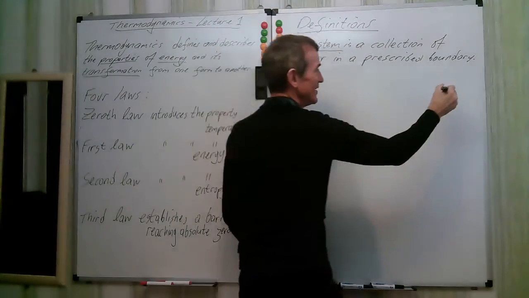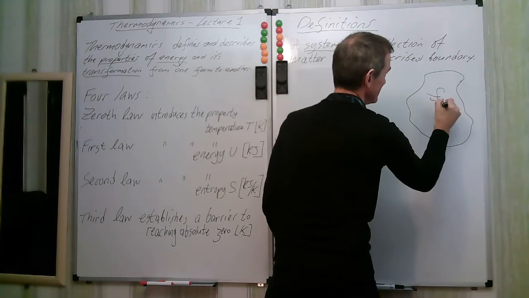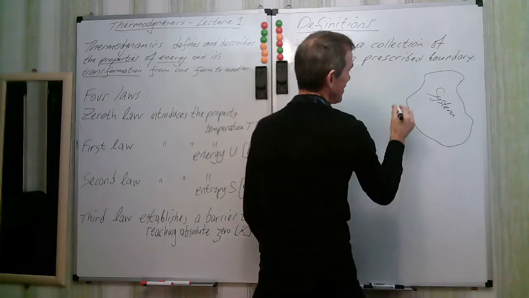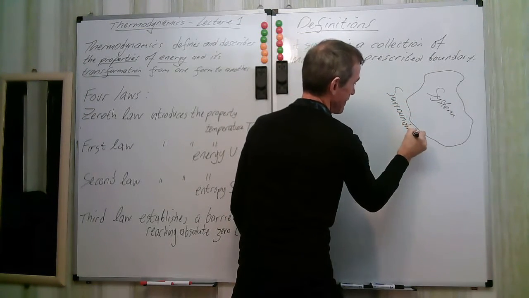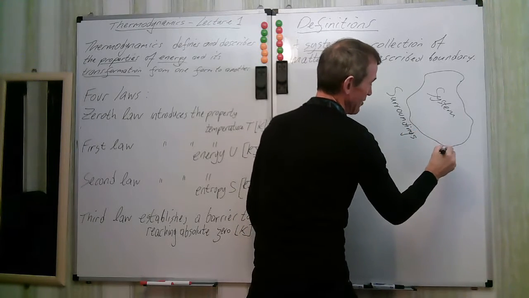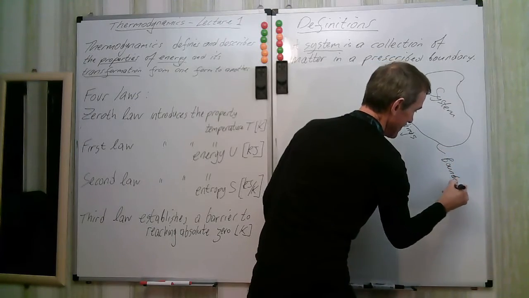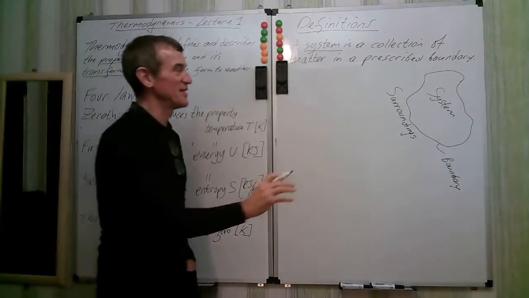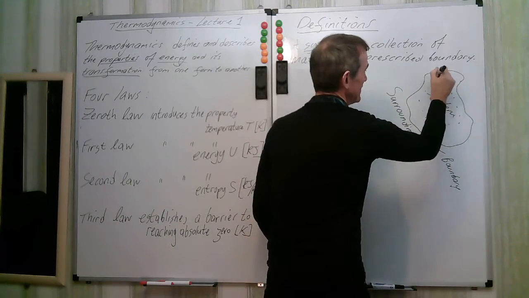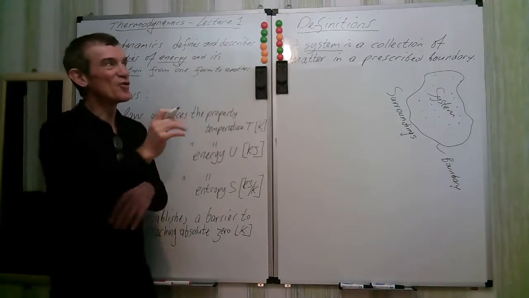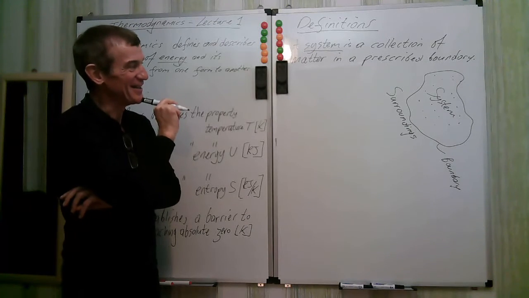So if I did a little wiggly diagram, this is my system. Everything outside the system, we call the surroundings. I might as well talk about that as well. And this is my boundary. So we've got that. So in here, this is the matter, whatever that is. It could be a gas, some material. System sort of, in a sense, focuses on the thing, the matter.